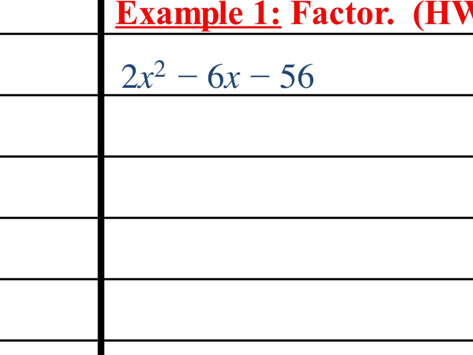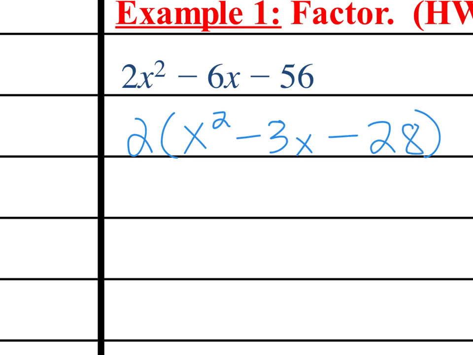What can all three of those terms evenly divide by? What is it? 2. So we can factor out a GCF of 2, which when we divide that out, we are left with x squared, and then a negative 3x. And then 56 divided by 2 is 28. Is that right? Okay.